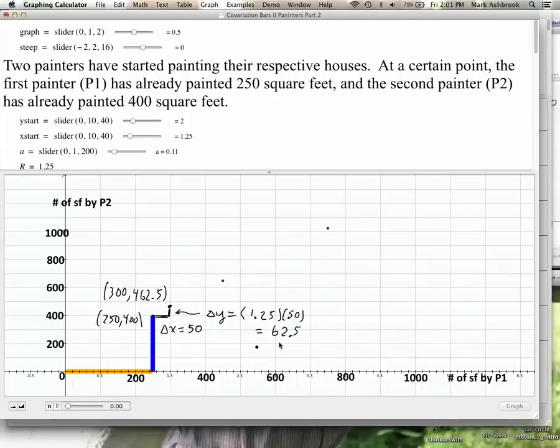Okay, I want you to do that same procedure. So first, we're going to go to our second point, which was, what was our second point? 450 and 650. So now I want you to do a change in x of 150. So painter 1 is going to paint 150 more. I want you to find how much painter 2 additionally paints, and then the total that painter 2 has painted. Go. Same approach here.